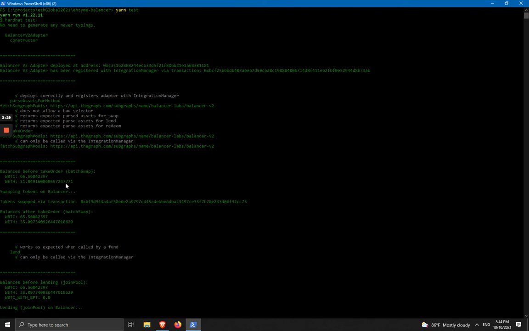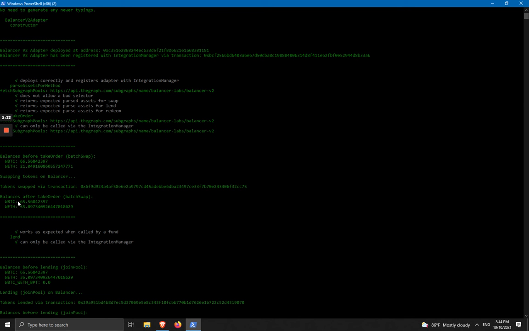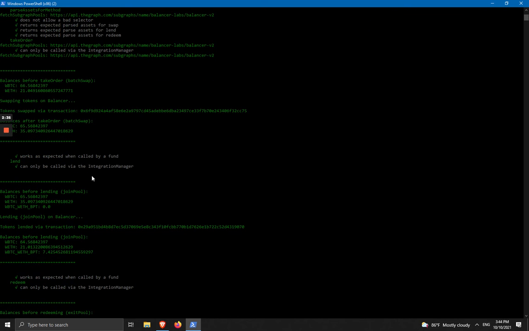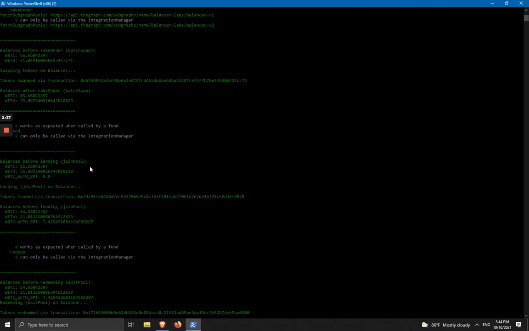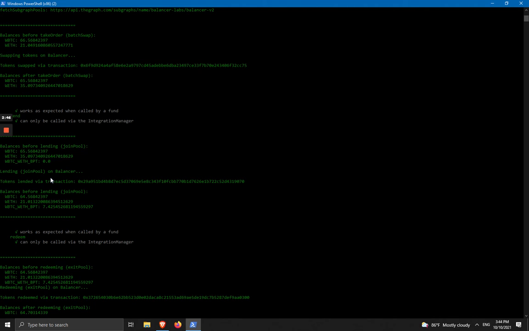We're exchanging one BPTC token for wrapped ETH. You see we receive about 14 wrapped ETH. Next, we execute a lend, or we are adding liquidity to a Balancer Vault. You notice that we have 0 BPT tokens in the Enzyme Vault before lending to Balancer.